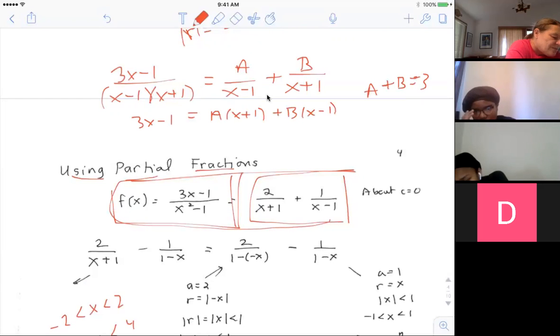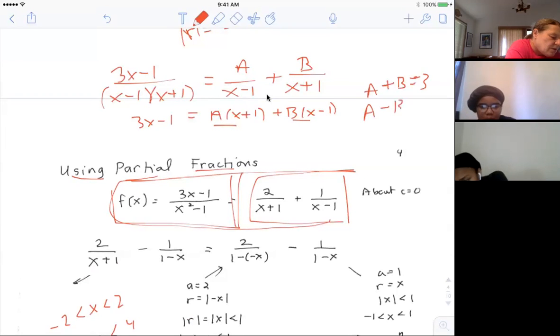You can use the Heaviside method if you want to. I just did the A x and B x. And then A minus B has to be minus 1. If I add, I get 2A equals 2, which means A is 1. And if A is 1, B is 2. It should be a plus.